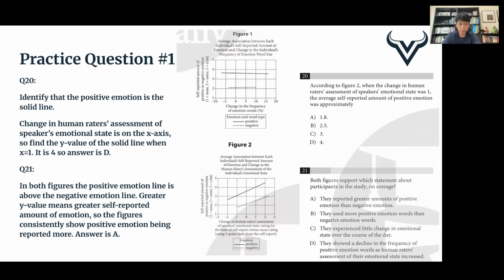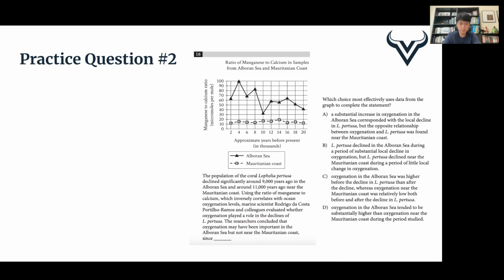In question 21, in both figures, the positive emotion line is above the negative emotion line. A greater y value means a greater self-reported amount of emotion, so the figures consistently show that positive emotion is being reported more. Hence, the answer is A. Let's move on to practice 2. Again, take a moment and try to answer this by yourself before resuming the video.